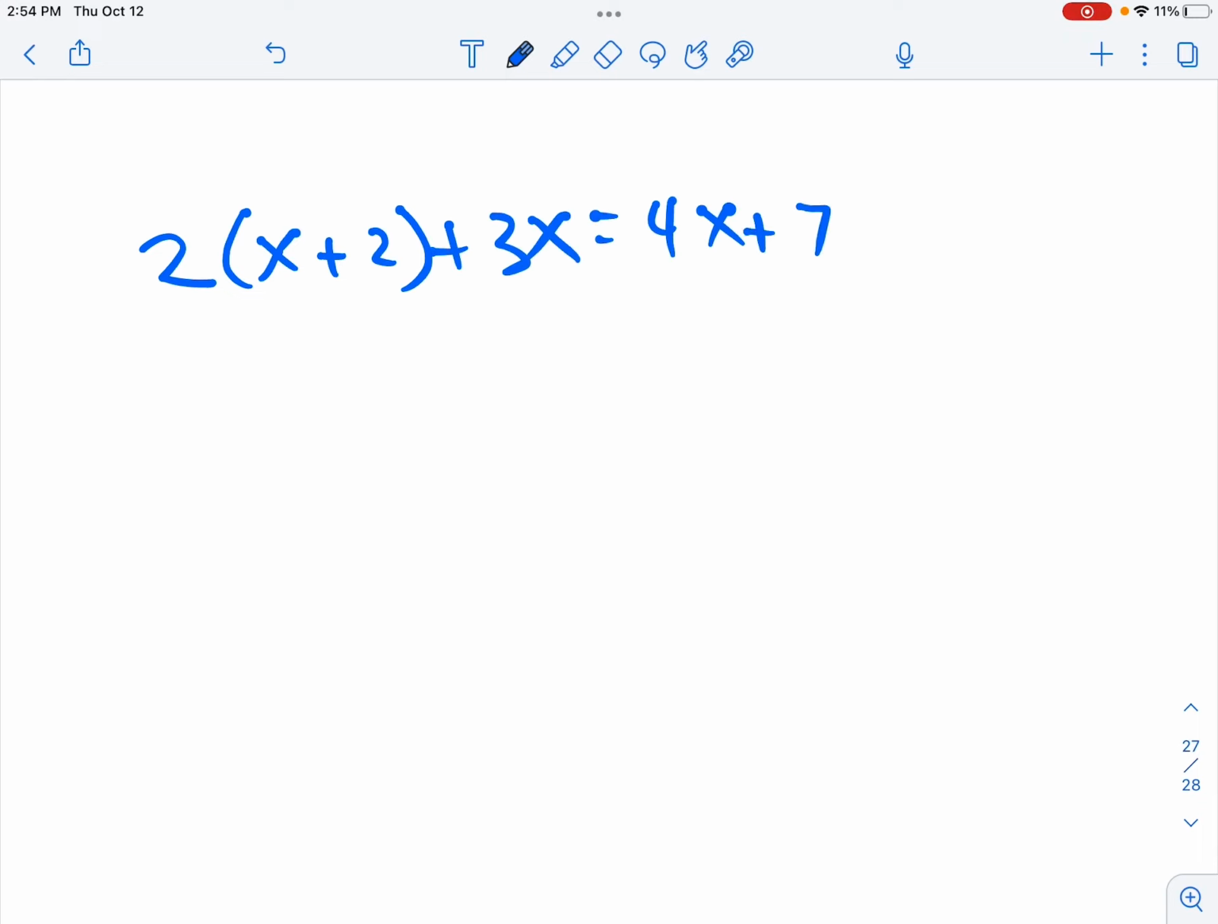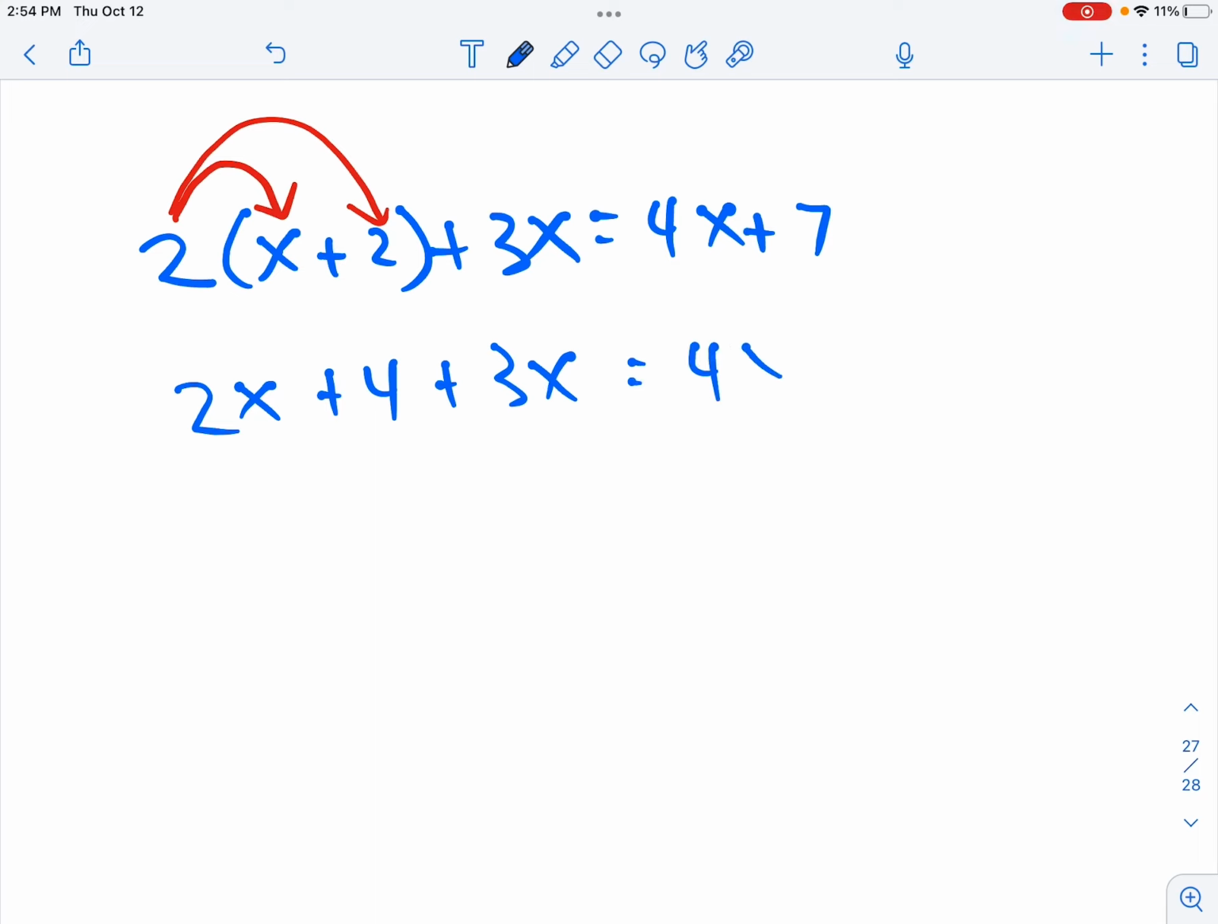On this one, to solve it, before we can do anything, we have to use the distributive property. So that 2 hits both terms inside the parentheses. And now we can call that 2x plus 4 plus 3x, and then everything else comes down.